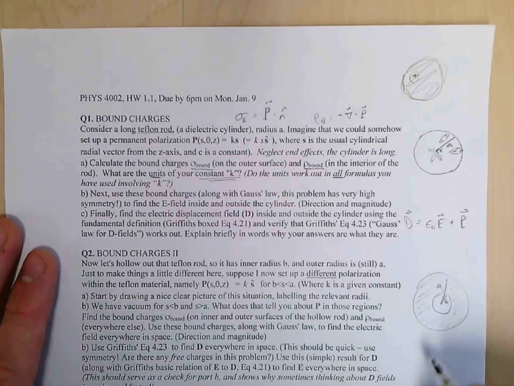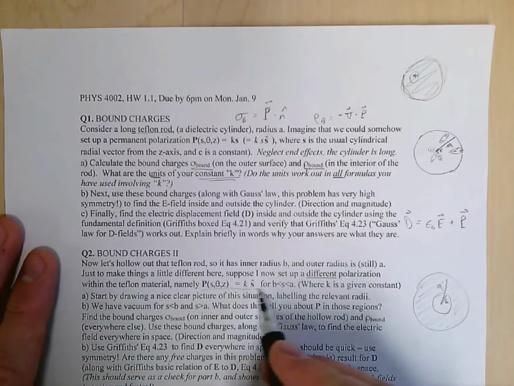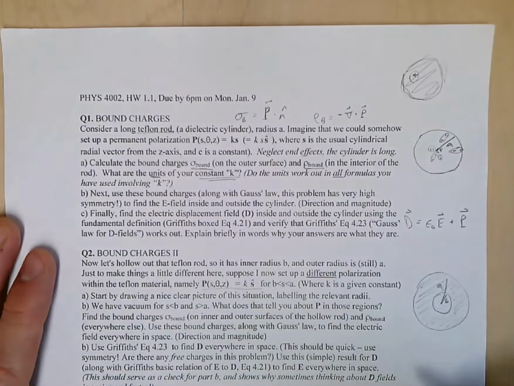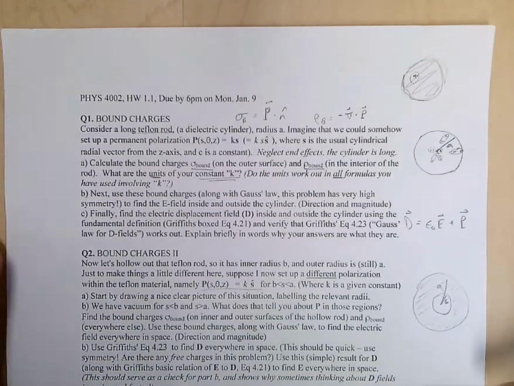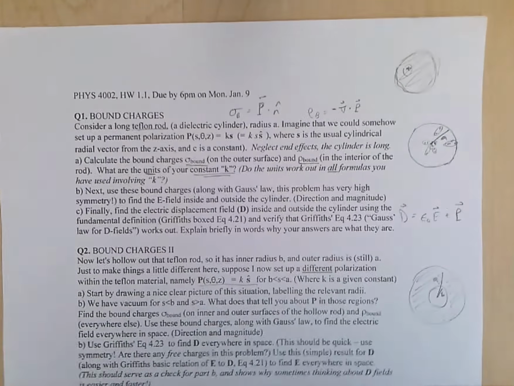So we'll look at, and it also has a different built-in polarization in this case. So we're looking at two different shapes, two different built-in polarizations, and we'll hopefully learn some things along the way. Okay. So those are the problems. And let's see if we can go ahead and solve these.